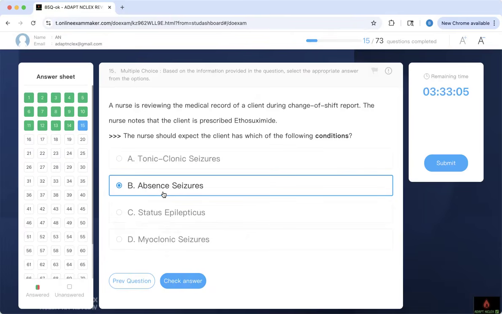I can tell you the most important medication for absent seizure is ethosuximide. That is the key. There's another question in the video that talks about side effects the NCLEX will ask you. You want to stick around and watch it.